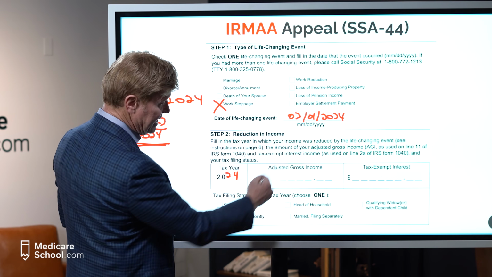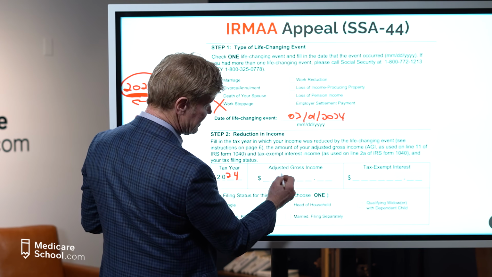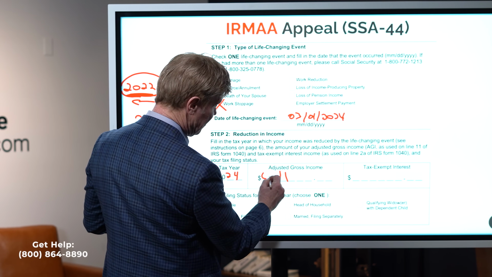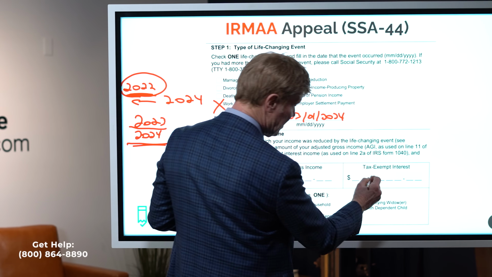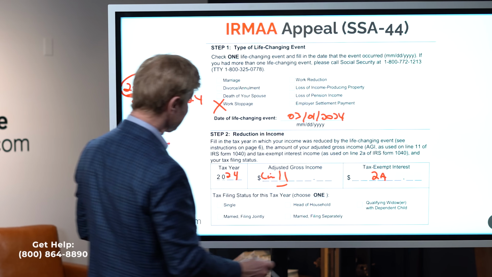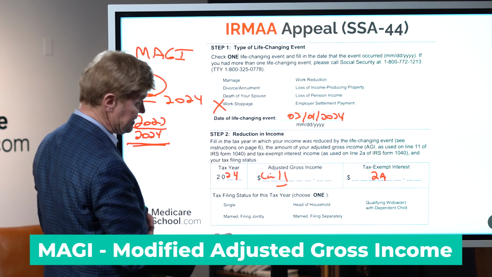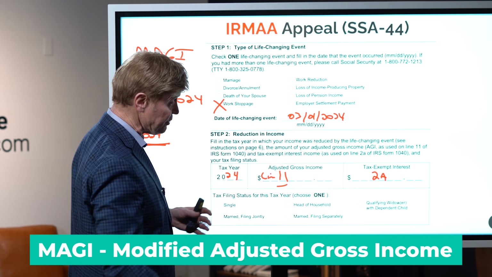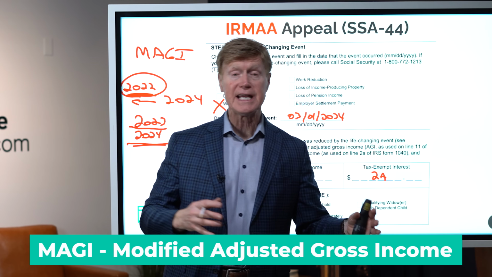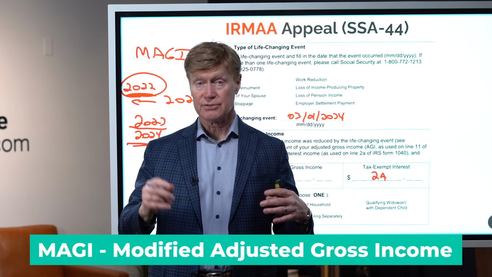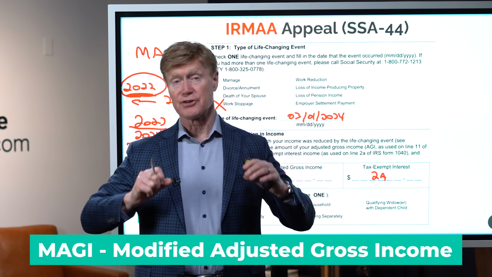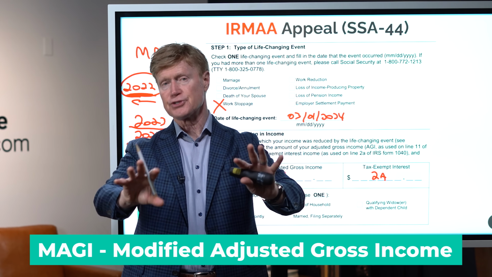You can project that. That adjusted gross income, remember what that is? That's line 11 on your 1040. Line 2A is your tax-exempt interest. So that's going to give us what? Our modified adjusted gross income. And then you list how you file. And then you go to page 3 of the form and you'll sign your name, put your address in there, and you're going to submit that to the local Social Security office.